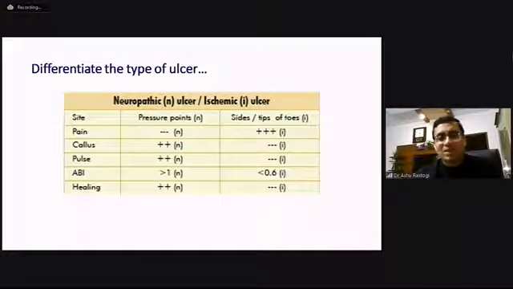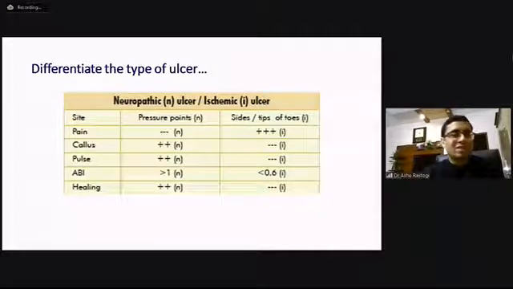Pain is usually lost. This is a characteristic of neuropathic foot ulcer. Unlike the ischemic foot ulcer, where the patient would have claudication and also severe rest pain. Callus, if a patient has it, is a sine qua non of a neuropathic foot ulcer. So if you see a callus, it is neuropathy. It is a neuropathic foot ulcer.